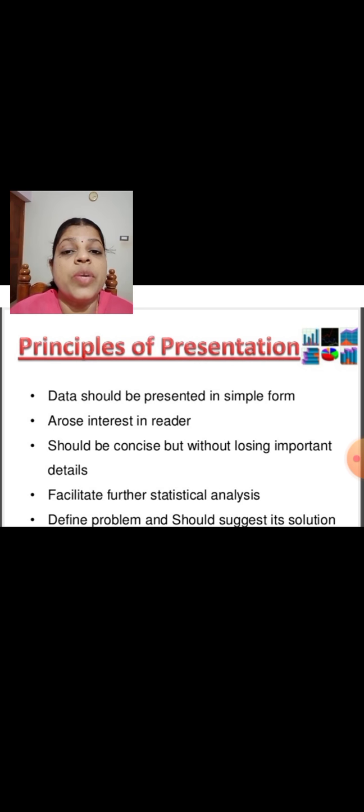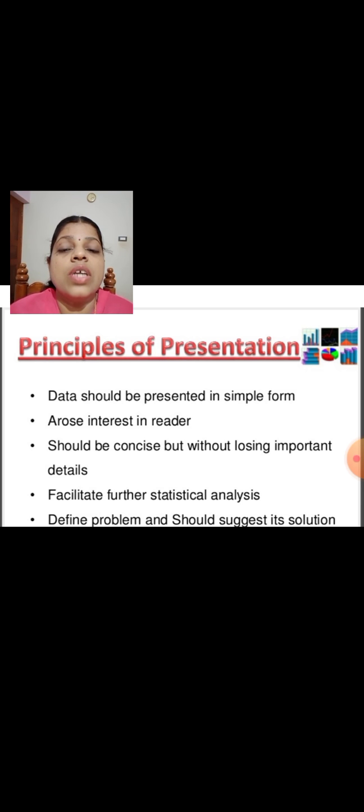Next is the principles of presentation. So what are the principles that we should understand while forming the data in a presentable manner? First of all, the data should be presented in simple form. That means what the data we are going to present should be in a simple manner, so that the reader will be able to understand it very easily.